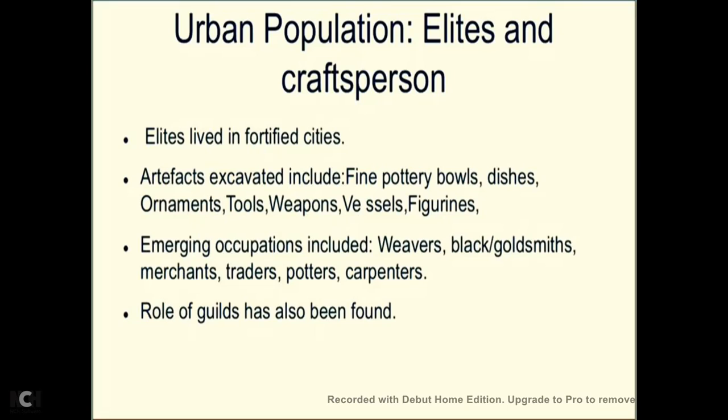Now, guilds or shrenis means organizations of craft producers and merchants. These guilds probably procured raw materials, regulated production, and marketed the finished product. I mean, all these types of work had to be done by the guilds. Guilds are a group of people of the same work. Craftspersons used a range of iron tools to meet the growing demands of the urban elite class.